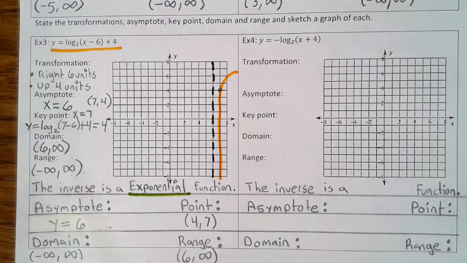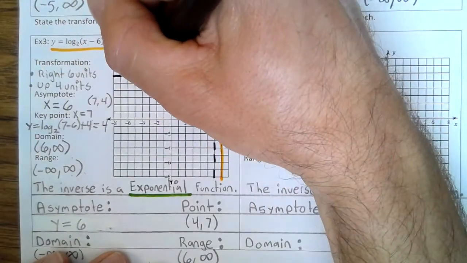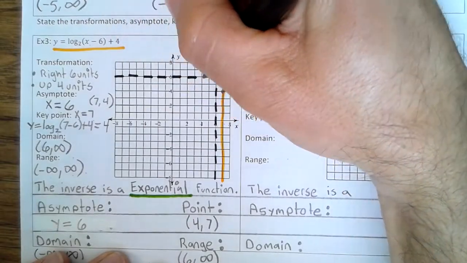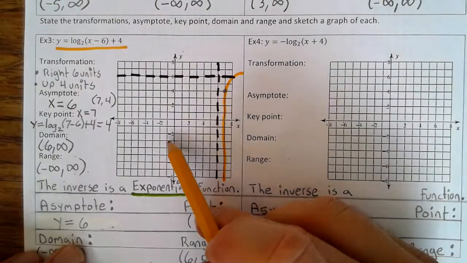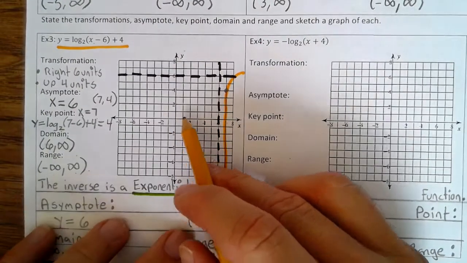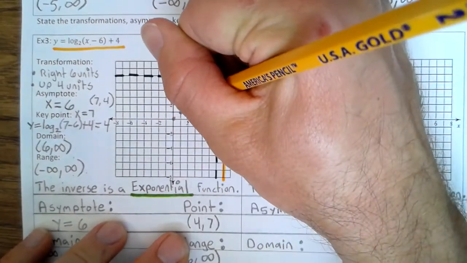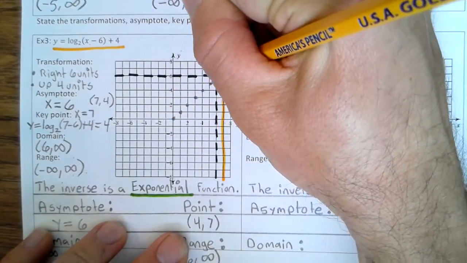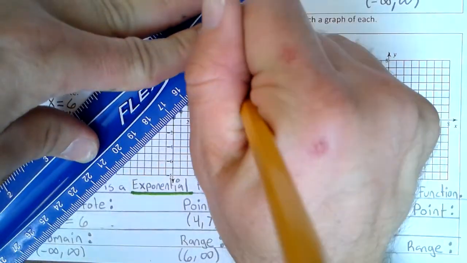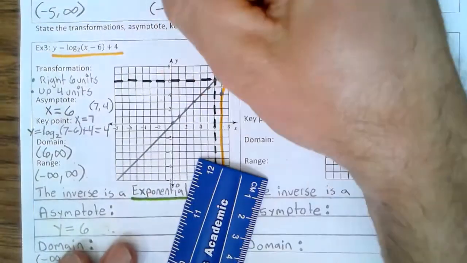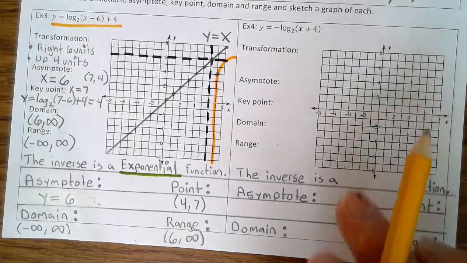All right, so let's graph. So let's first graph the asymptote, y equals 6. And I almost forgot, let me take a step back. You want to graph the y equals x line before you start graphing anything. So let's do that first. So 0, 0, 1, 1, 2, 2, 3, 3, 4, 4, 5, 5, 6, 6, 7, 7, 8, 8. You don't technically have to do it first, but I like doing it because I know I'm doing it correctly if these reflect over each other.